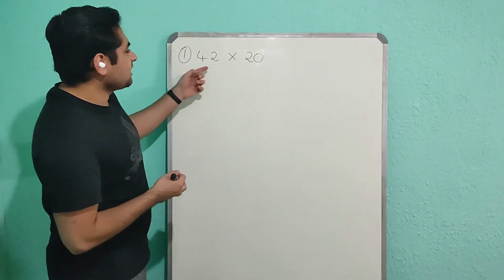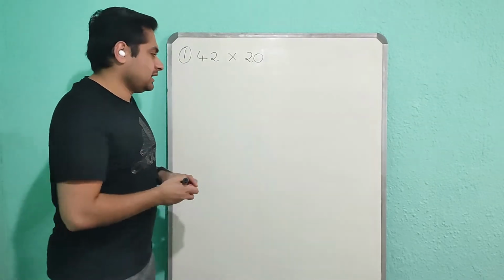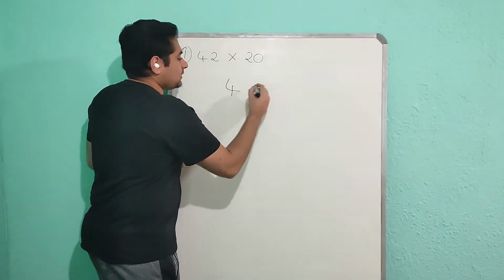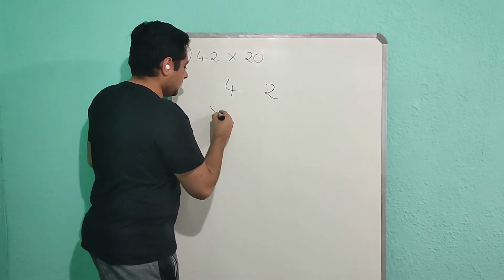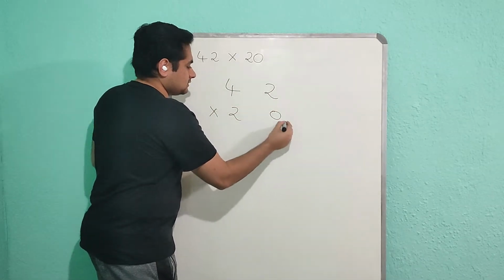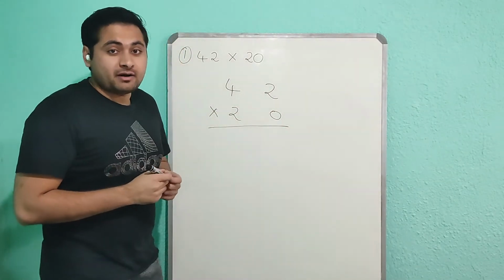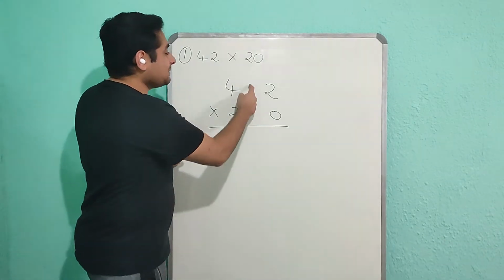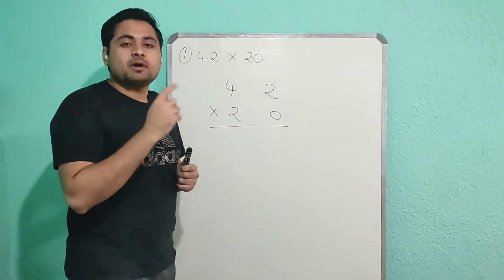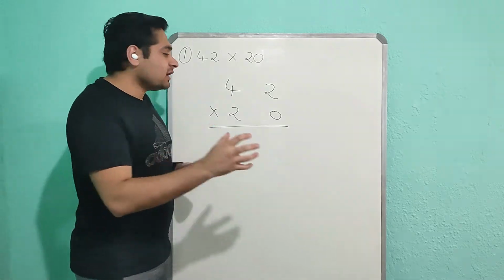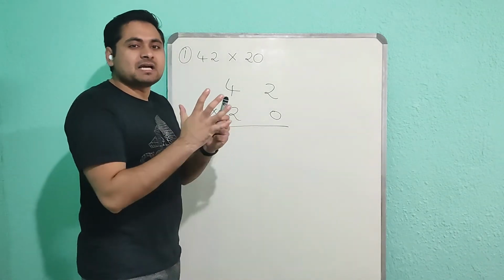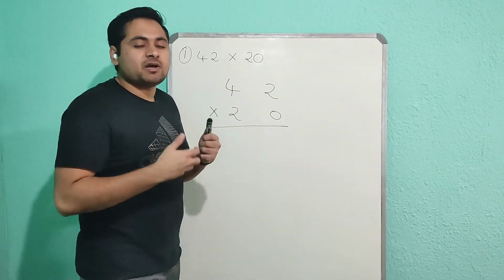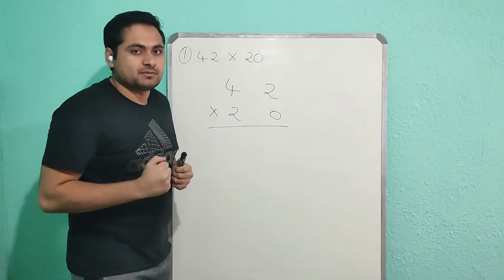So the question 1 says 42 times 20, right? So write 42 times 20. Even when you guys are writing in your book, make sure to keep a gap when you are writing it. Because what happens most of the time is you forget to keep a gap and then everything becomes congested. And then when you are trying to do, you get confused as the number becomes bigger.